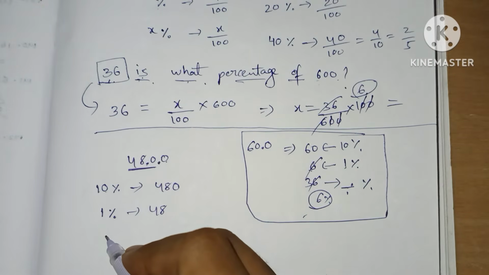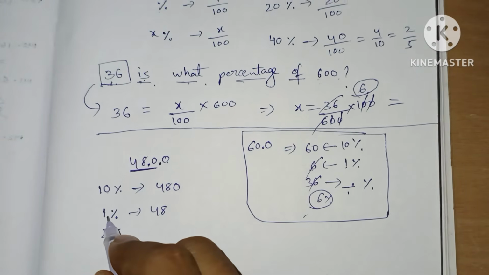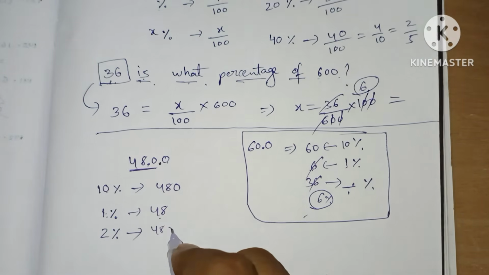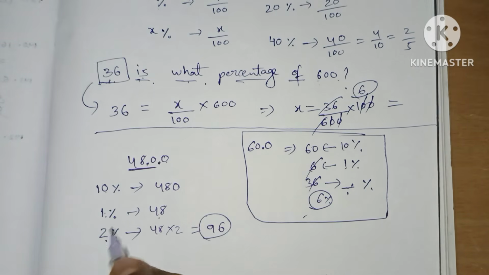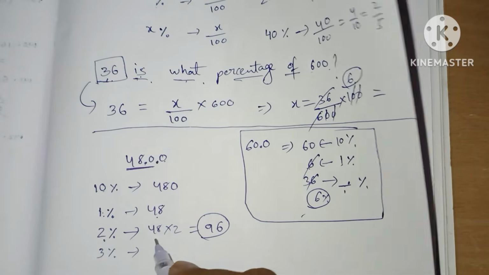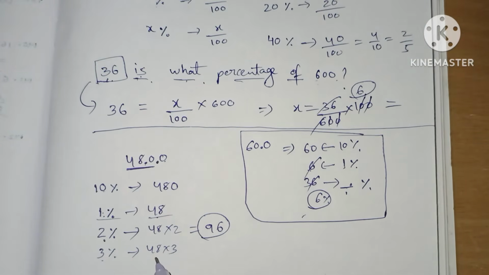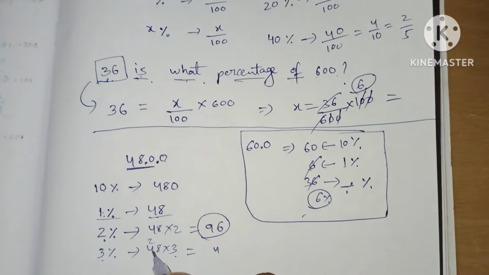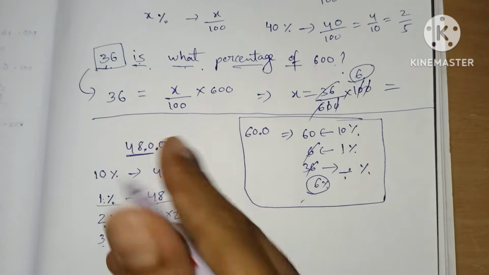From these two we can calculate many things. 1 percentage value is 48, so 2 percentage will be 1 percentage into 2. So 48 into 2 will be 96, which is the answer for 2 percentage. We can also find 3 percentage value, which is nothing but 48 three times. 3 percentage is 48 into 3: 3 eights are 24, 3 fours are 12 and 2, which is 144. So this is how we calculate percentages for a given number.